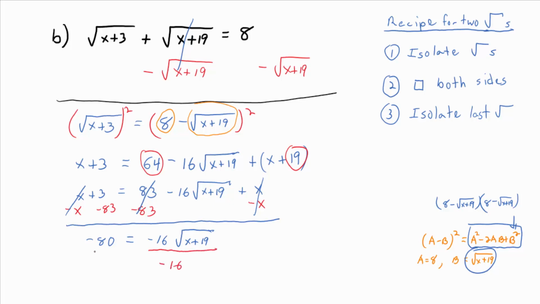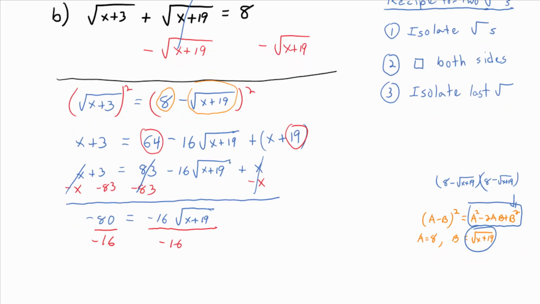However, I noticed that negative 16 goes into negative 80. So I'm going to simplify by dividing both sides by negative 16, or multiplying by 1 over negative 16 if you like. And then it just makes it simpler to deal with. So this was just not necessary. It's just simplifying in the usual sense of clearing out like factors, as you've seen me do before. So what's negative 80 divided by negative 16? 5 equals just radical x plus 19. And that does make it look a little easier on the eyes, doesn't it?